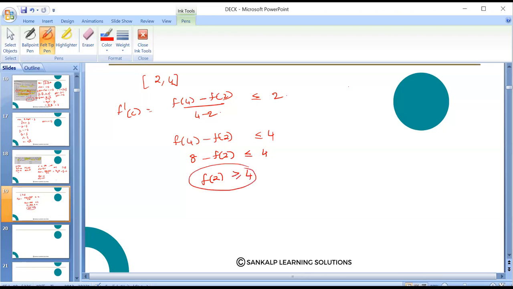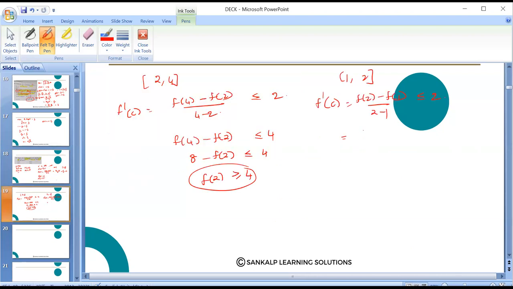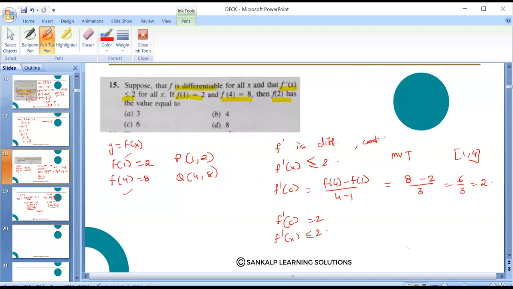One thing we got. If you take the 1 to 2 interval, f dash c will be f of 2 minus f of 1 by 2 minus 1, which has to be less than or equal to 2. What do we have for f of 1? 2. So f of 2 minus 2 has to be less than or equal to 2. f of 2 has to be less than or equal to 4. So both of them cannot be possible unless f of 2 is equal to 4. That means f of 2 has to be equal to 4. That is option.